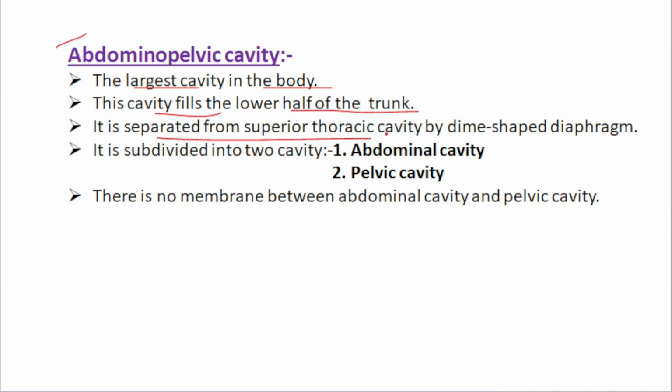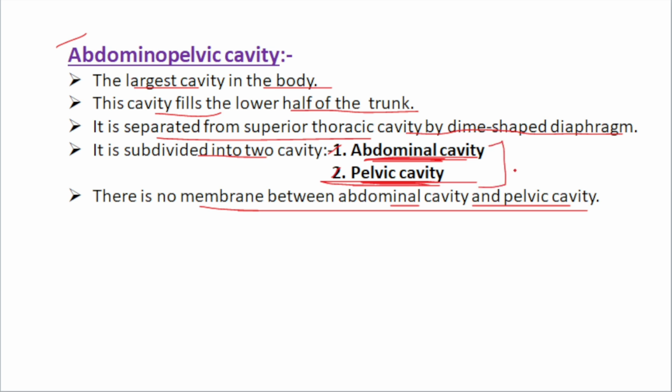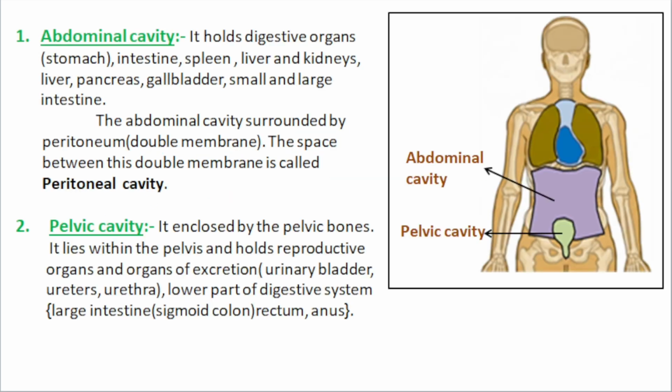It is separated from the superior thoracic cavity by the dome-shaped diaphragm, which is also a muscle that helps to separate the thoracic cavity from the abdominopelvic cavity. And there is no membrane between the abdominal cavity and pelvic cavity. This abdominopelvic cavity is mainly made up of the abdomen and pelvic part of the body. So the part that contains the abdomen is called the abdominal cavity, and the part that contains the pelvic area is called the pelvic cavity. So in between the abdominal cavity and pelvic cavity there is no membrane, but we can divide it into two cavities, abdominal cavity and pelvic cavity.